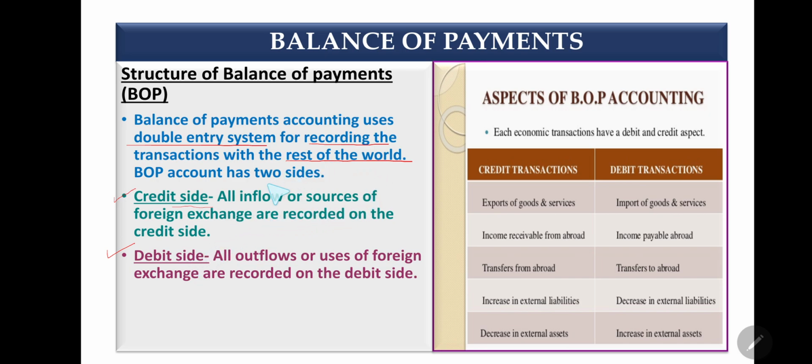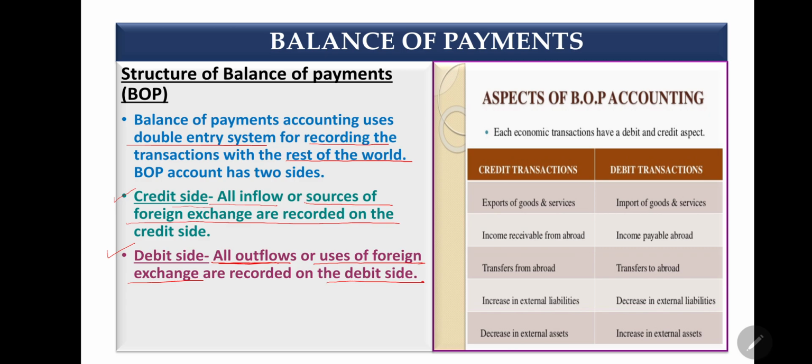The first side is the credit side, and the second side is the debit side. So anything which we are selling and we are getting money in return, that means all inflows, will be recorded on the credit side. All inflows and all sources of foreign exchange will be recorded in the credit side. So what does the debit side mean? Debit side means something which is going out, or your uses of foreign exchange. They will be recorded in the debit side of the structure of balance of payments account.